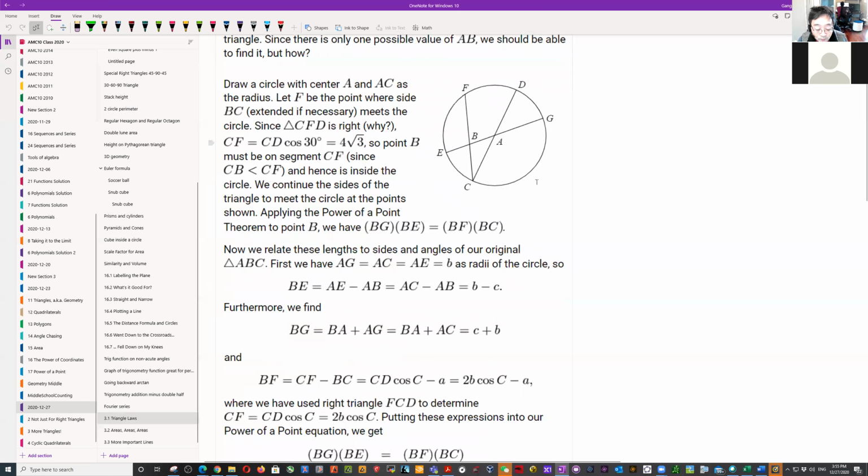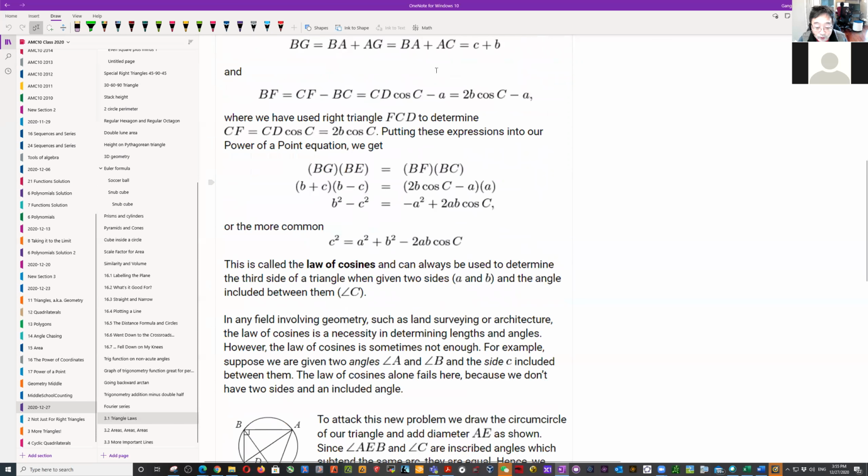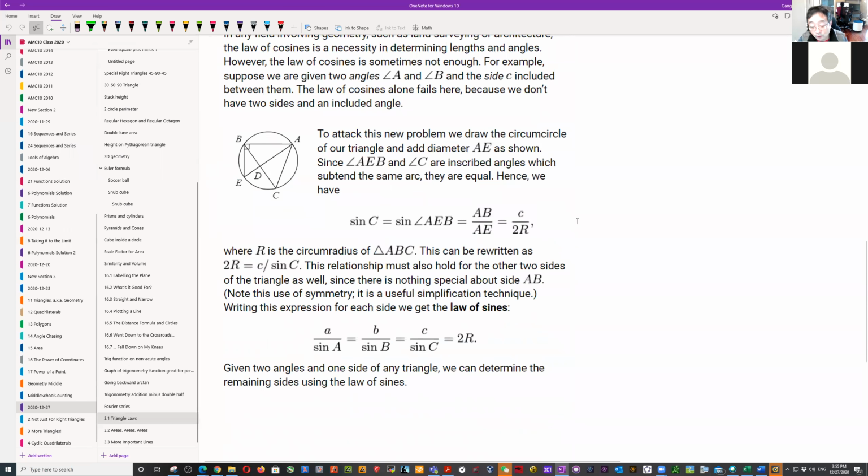So basically, by using those, the lengths of the lines create a product relationship, and then we are able to prove that c squared equals a squared plus b squared minus 2ab cosine C. So this is the law of cosines. Then we also have the law of sines, and the law of sines is much easier to understand.